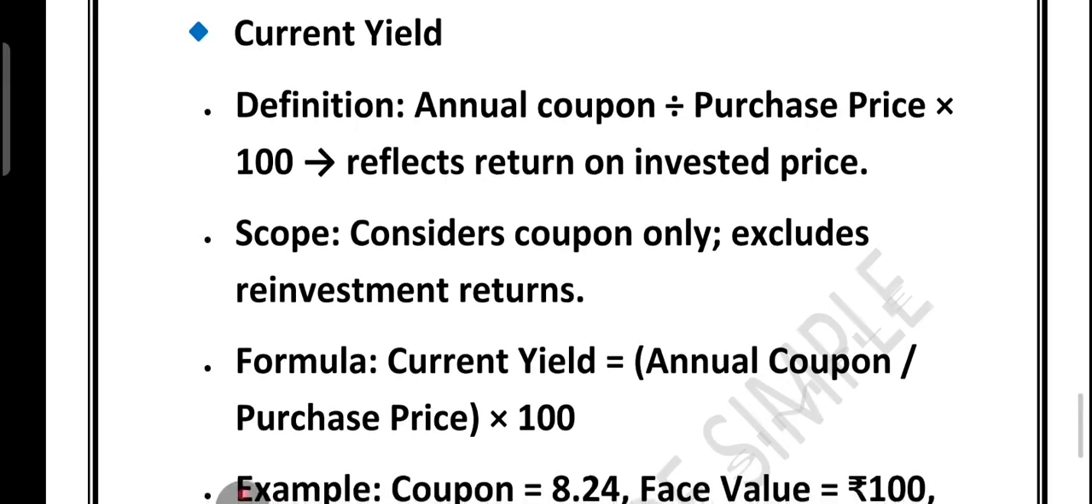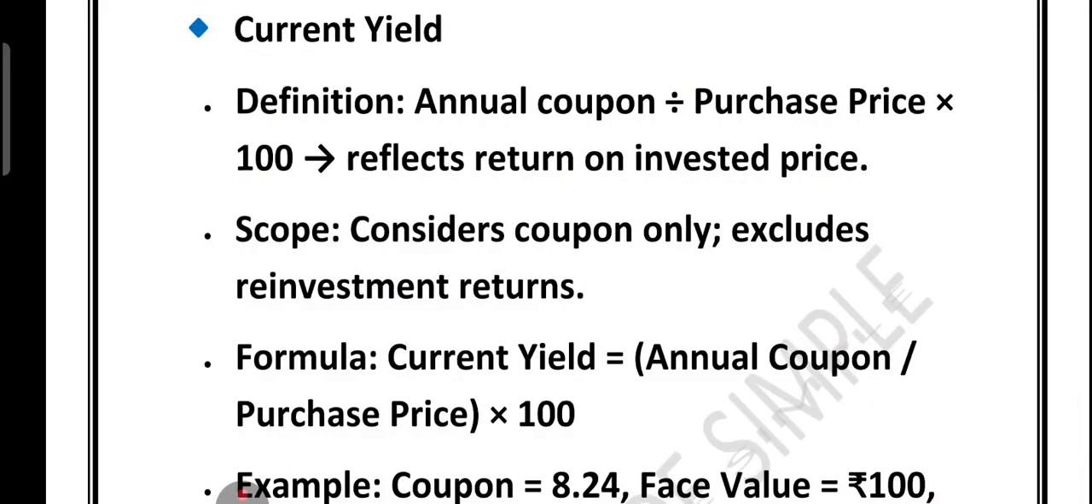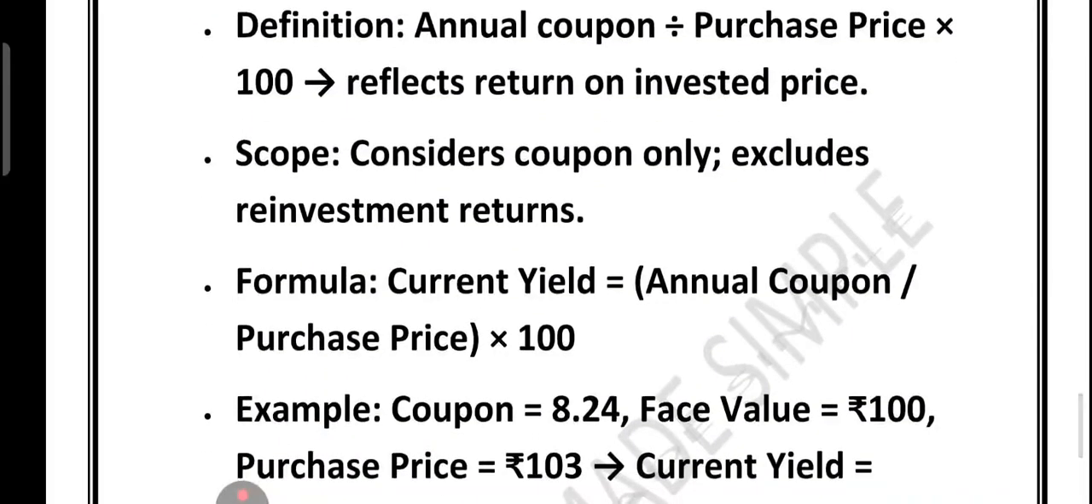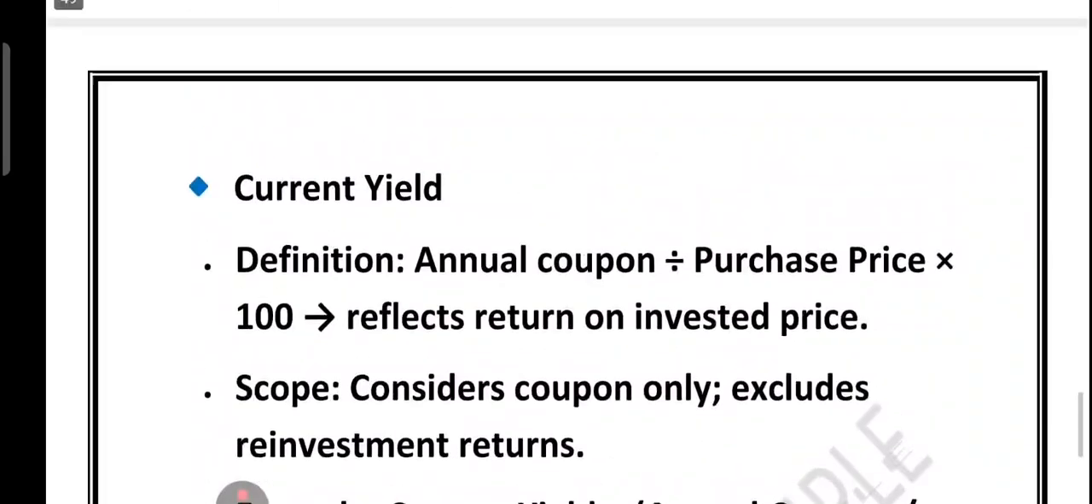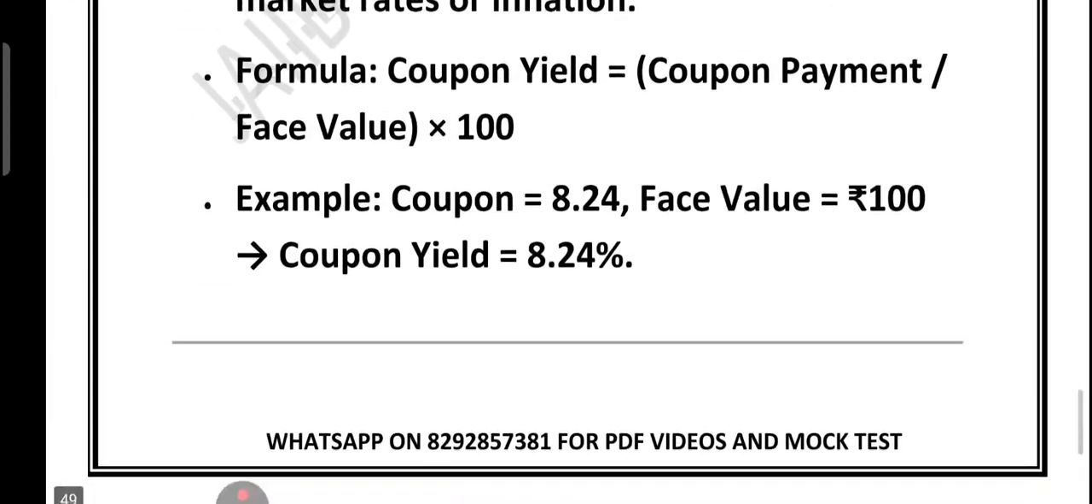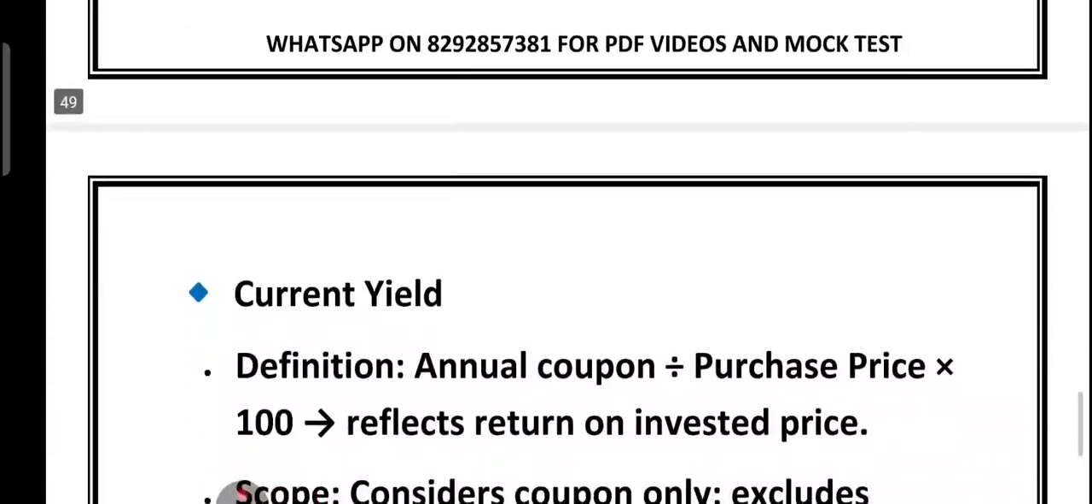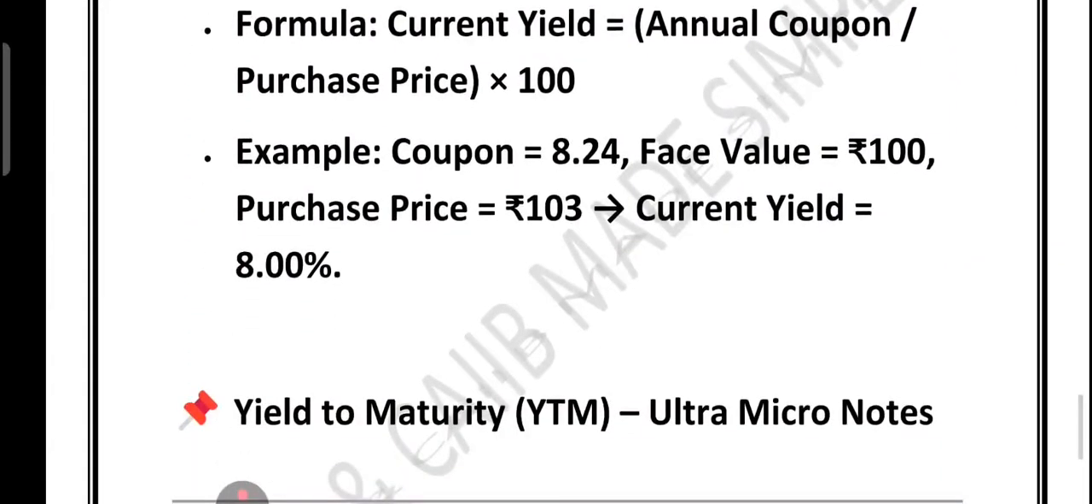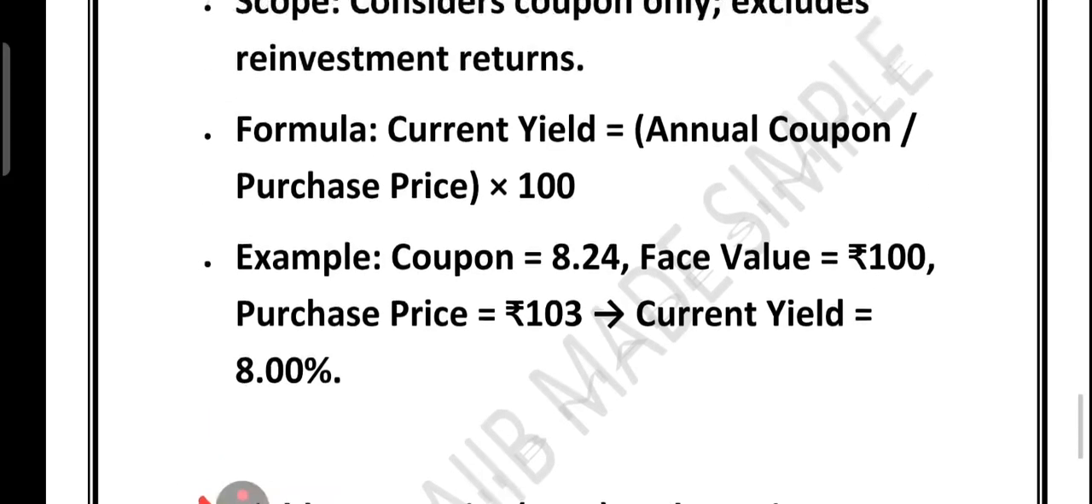So if we compare coupon yield and current yield, we can say that current yield ignores the reinvested interest, and it reflects the return on your invested price. That's the difference between current yield and coupon yield. That's why we take the purchase price in the denominator, while in the case of coupon yield we take the face value in the denominator. In short, coupon yield tells you the bond's fixed promise and current yield tells you the actual return based on your purchase price.